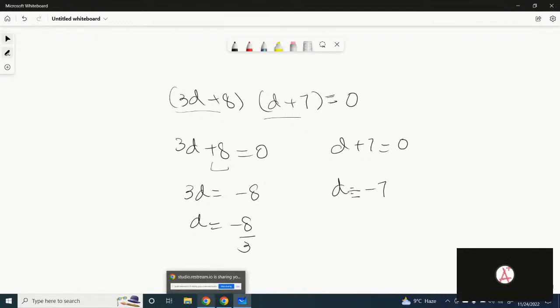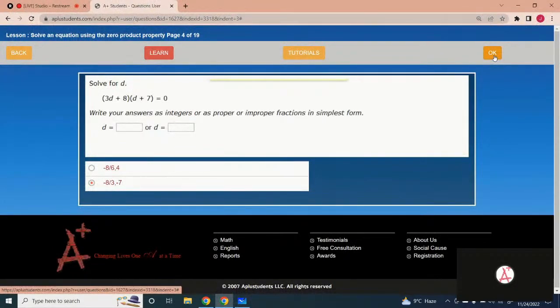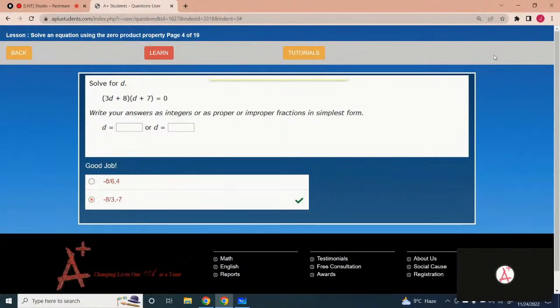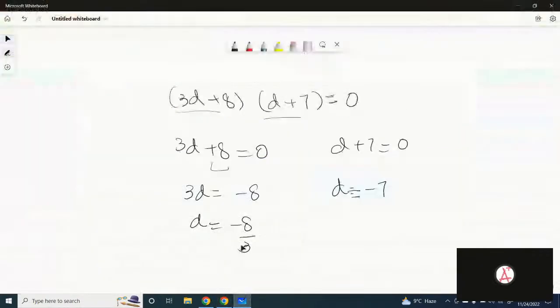Okay, good. Let's do one more from this topic. It would be negative 8 by 3 and negative 7. Okay, (s minus 4) and (9s plus 2).